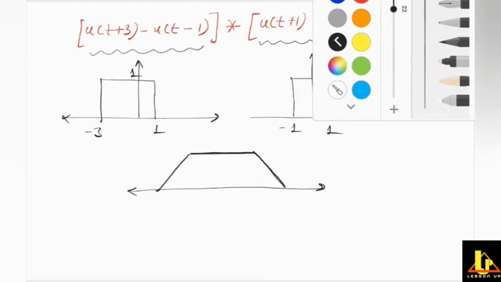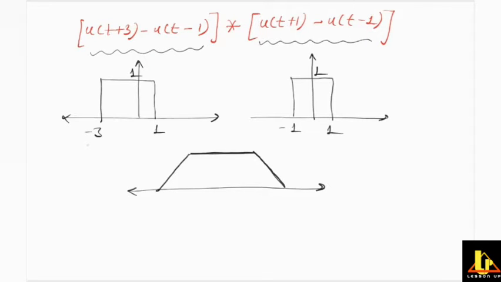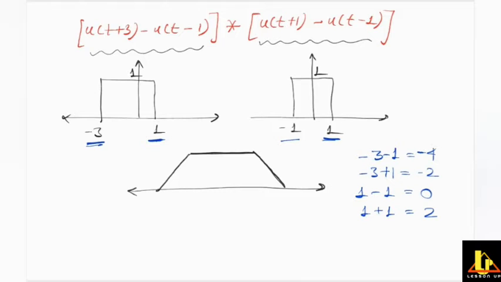And what will be the limit of this trapezoidal signal? See, this is 3 minus 1. So minus 3 minus 1 will be minus 4. Then minus 3, this is plus 1. Minus 3 plus 1 is equal to minus 2. We'll do the same with this also. 1 minus 1 is equal to 0, and 1 plus 1 is equal to 2. So the lower limit is minus 4 and upper limit is 2. So this will be minus 4, minus 2, 0 and 2.